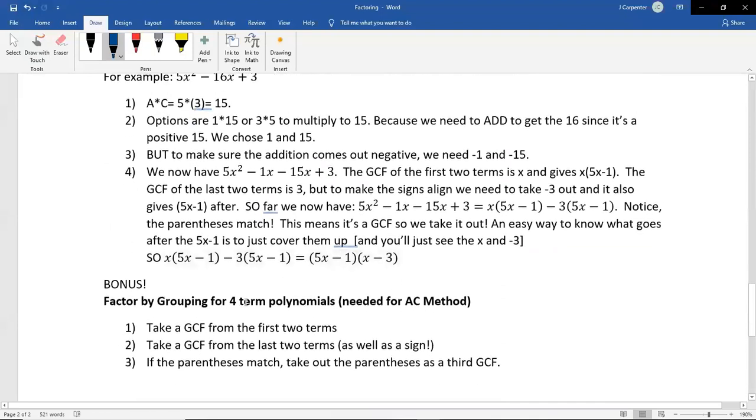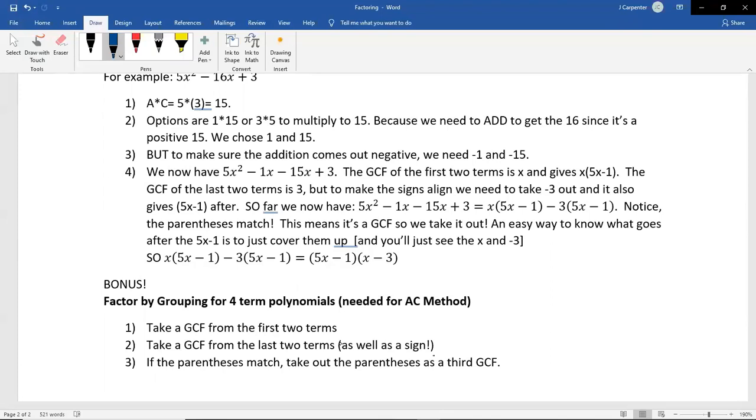So factor by grouping is for once you have your 4 terms, which again is needed for the AC method. So this is part of the AC method, but it can also be its own problem. I can give you a 4-term polynomial, and the only way you'll know how to factor at this level is by grouping. So you take the GCF from the first 2 terms and the GCF from the last 2 terms, greatest common factor. So we're mentally going to split these things in half. First 2 terms, take out a GCF. Last 2 terms, take out a GCF.